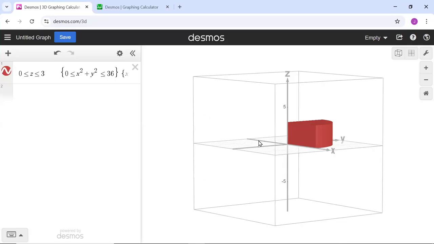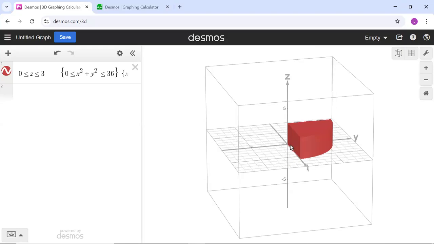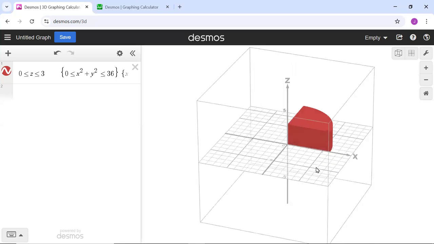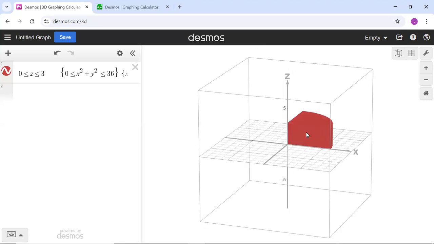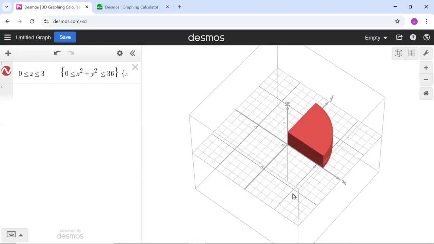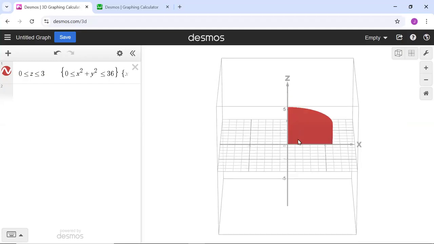So we get a quarter of a cylinder in 3-dimensional space. That's our d that we're integrating over. And it said that, again, the volume of this object happens to be 27 pi. So that's the object that we're looking at: r from 0 to 6, theta from 0 to pi over 2, and then z from 0 to 3. So, quarter of a cylinder. And you can see why this is called cylindrical coordinates.